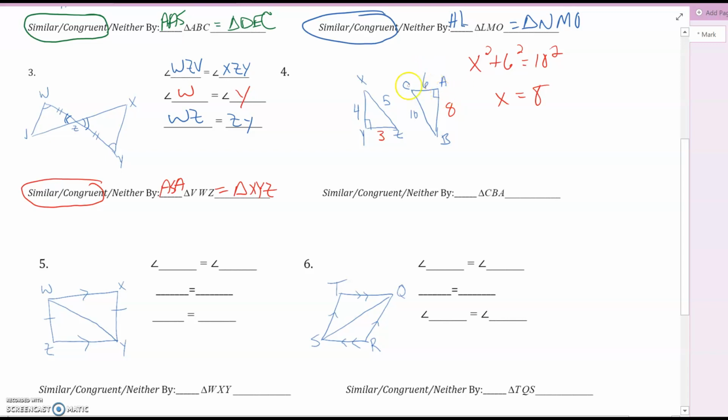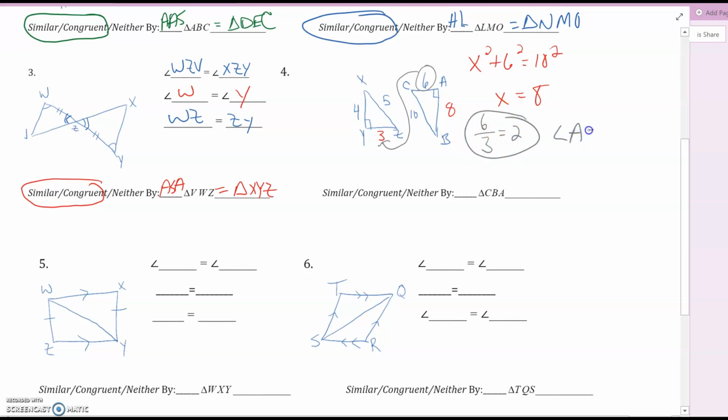So I could go side, angle, side here with the 6 and the 8, the 3 and the 4. Or I could do side, side, side. You kind of have the freedom. But I would go big to small. I'm going to go side, angle, side. So 6 goes with 3. So I'm going to show in my flow chart 6 over 3, my scale factor.